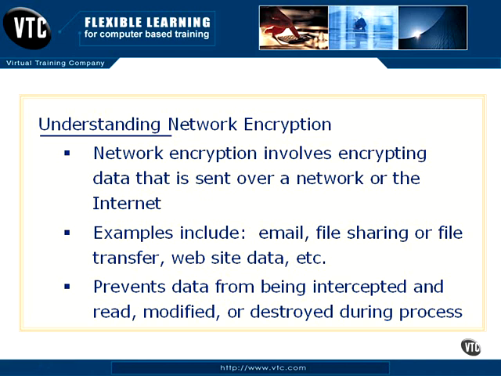Let's take now a look at network encryption. Now we've looked at file encryption, and we know that file encryption basically encrypts files while they're on your hard drive or on a portable media. In other words, these files are at rest. They're stored. Now network encryption actually is the opposite. It involves encrypting data as it moves across networks.